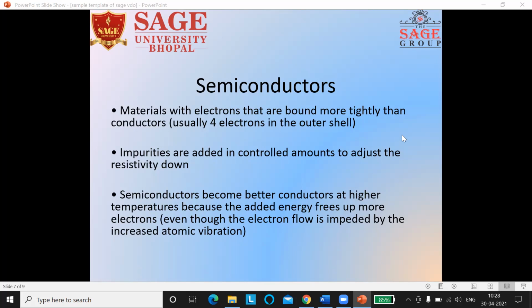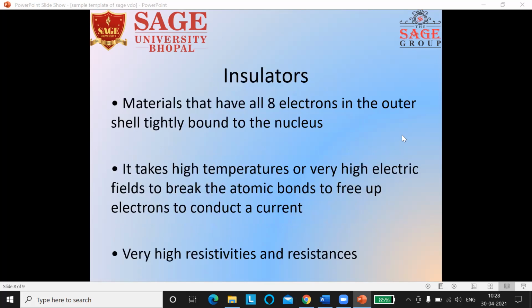And if you talk about the insulator, an insulator is a material that has 8 electrons in the outer shell, tightly bonded to the nucleus, and it takes high temperature or a very high electric field to break the atomic bond to free up electrons to conduct a current. Insulators have very high resistivity and resistance, so that is called an insulator.